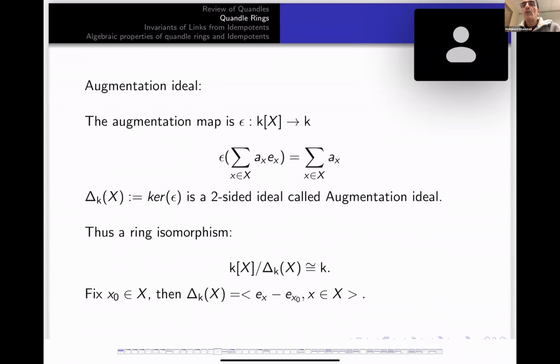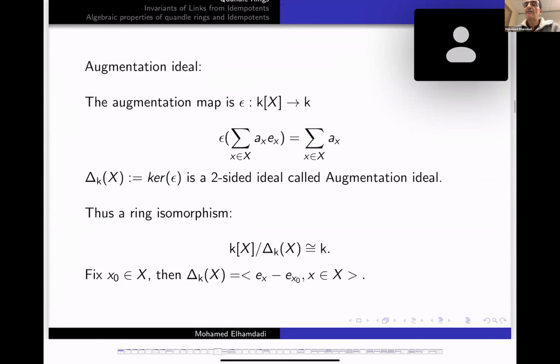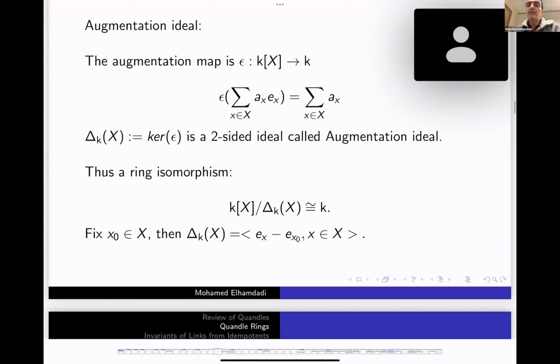We can talk about the augmentation ideal. Consider the map epsilon from K of X, the quandle ring of X, to the ring K, by sending the combination sigma of a_x e_x to sigma of a_x, similar to the group case. This is a surjective ring homomorphism. Its kernel is a two-sided ideal, called the augmentation ideal. And then you have the ring isomorphism: K of X modulo the ideal is isomorphic to the ring K.